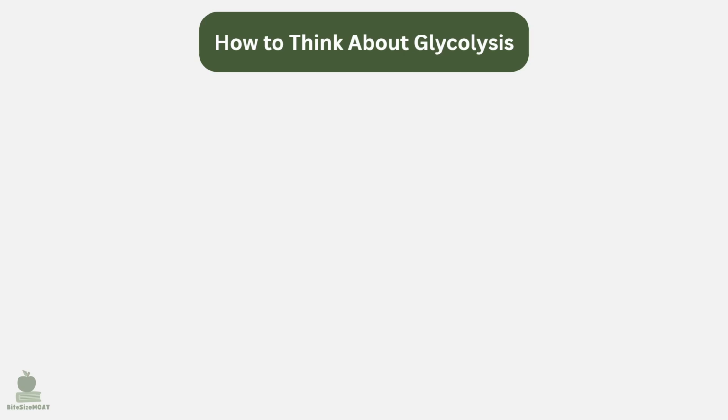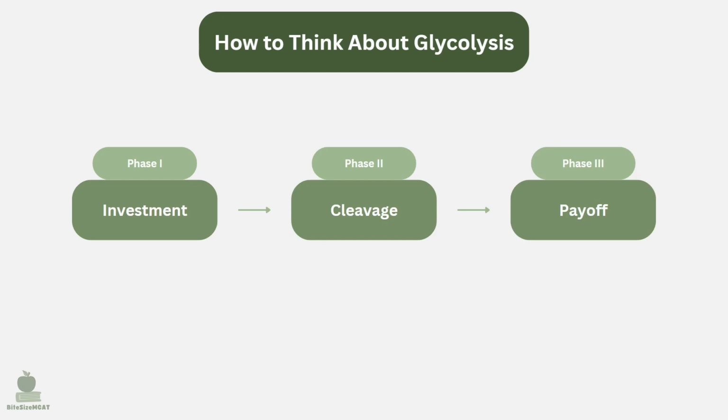So these three phases that we've seen on the previous slide are investment, then cleavage, then payoff. So just think about it. First, we have to invest some energy into this process in the form of ATP, which we'll learn about. Then we're going to cleave this molecule in half, and then we're going to get some payoff. We're going to make some profit in the form of NADH and ATP.